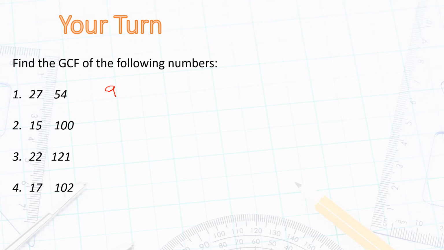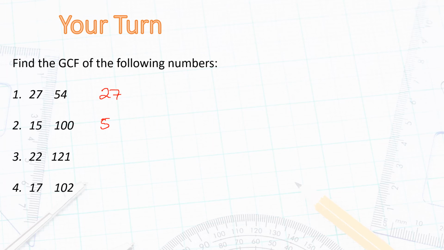So we can find the GCD of 27 and 54. Oh, it's 27, of course. 27 times 2. I was like, wait, no, something's not right. So yeah, it's 27: 27 times 1 and 27 times 2. For the second one, for 15 and 100, it's going to be 5. So you'll have 5 times 3 and 5 times 20.